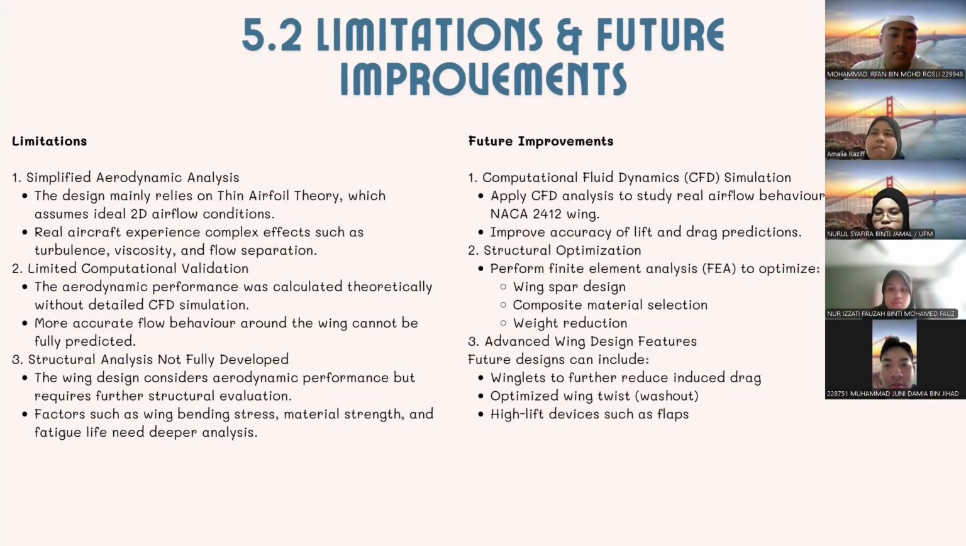there are improvements that can further enhance the Astra AT-2 wing design. First, CFD simulation should be used to analyze the real airflow and improve the accuracy of lift and drag prediction. Second, finite element analysis can optimize the wing structure, including the spar design, material selection, and weight reduction. Finally, advanced features such as winglets, wing twist, and high lift devices like flaps can further improve aerodynamic performance and efficiency.